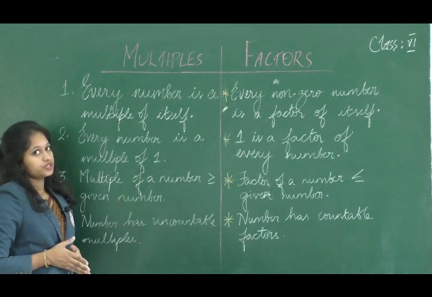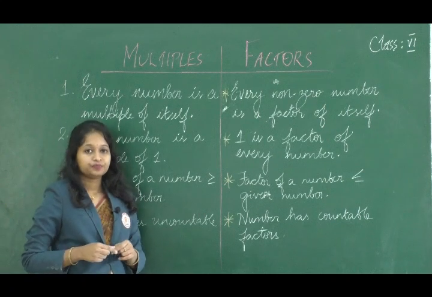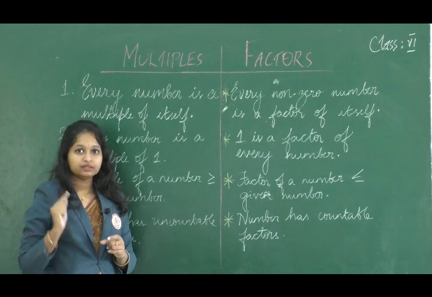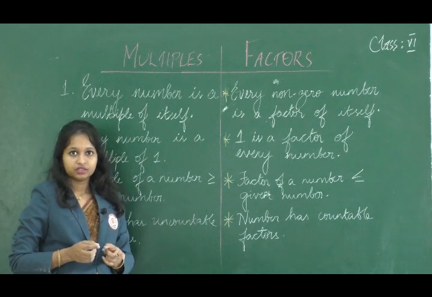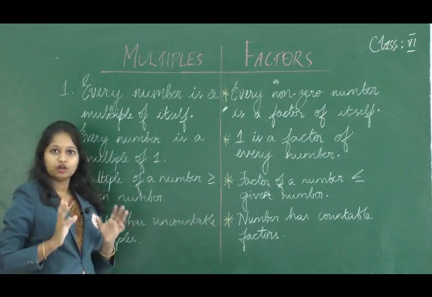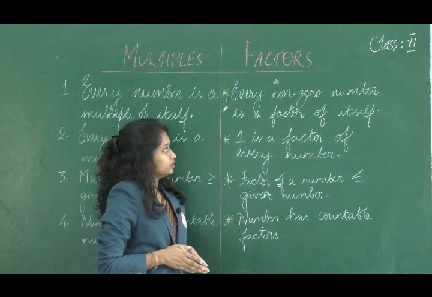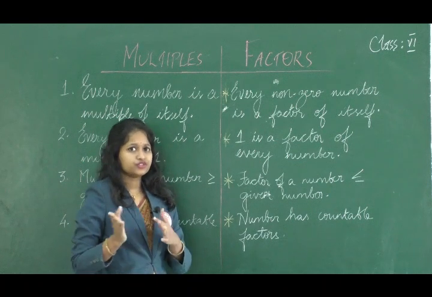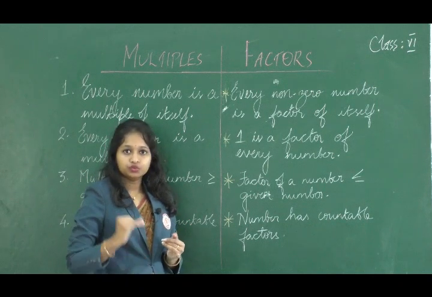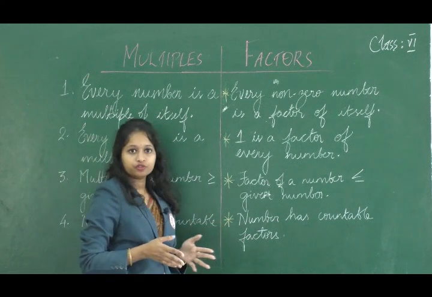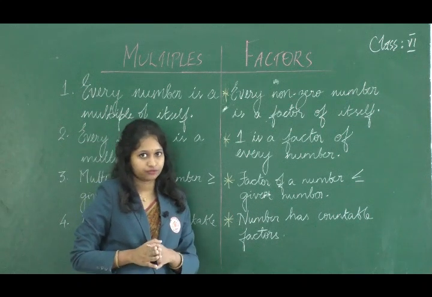So our first property, every number is a multiple of itself. I told you earlier, multiples of 9: 9, 18, 27, etc. So 9's multiple is 9 itself, right? So every number is a multiple of itself. And when we come to factors, every non-zero number is a factor of itself. I told you earlier, factors of 8 were 1, 2, 4 and 8. So 8 is a factor of 8 itself, right? So every non-zero number is a factor of itself.